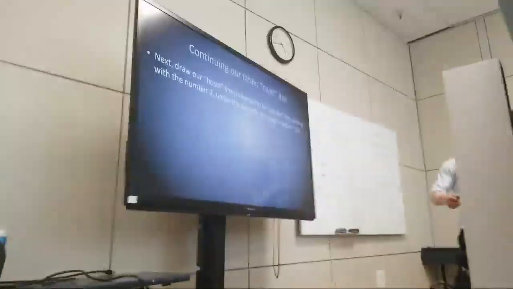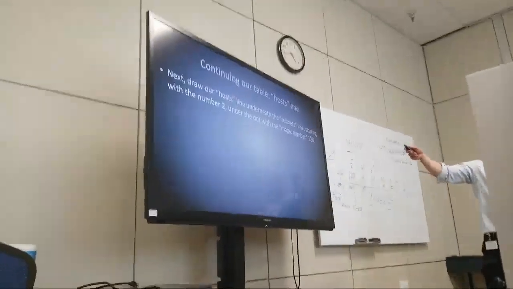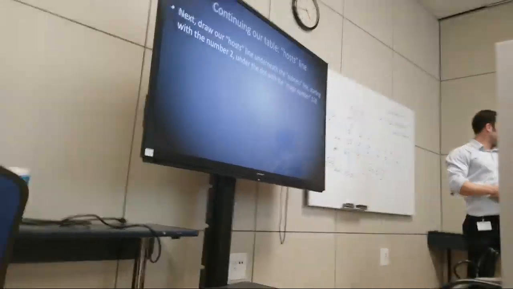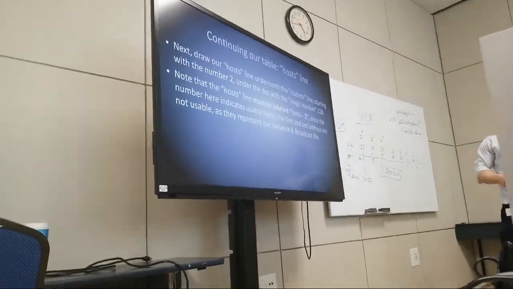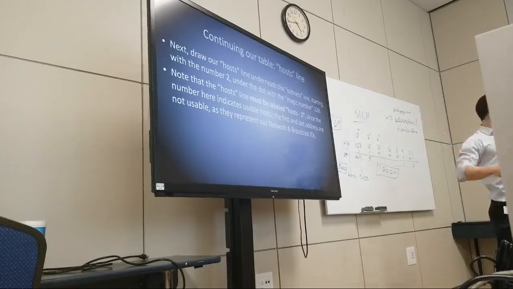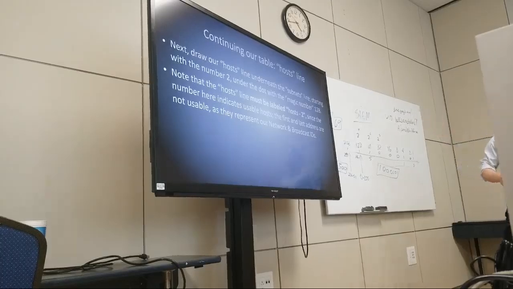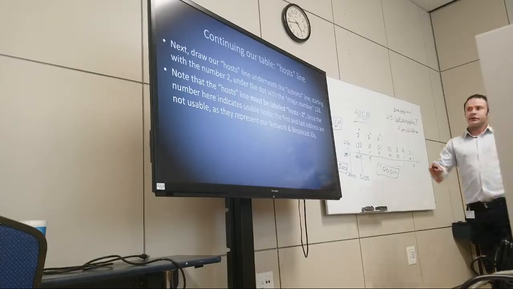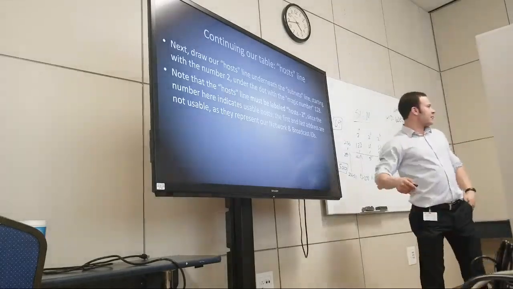So now that we've drawn out the subnets line, we're going to draw our host line. That's going to be underneath the subnets line, and we're going to have to reverse the order on that one. So that's going to start with the number 2, underneath the magic number of 128. So the host line, you have to label that on your chart.